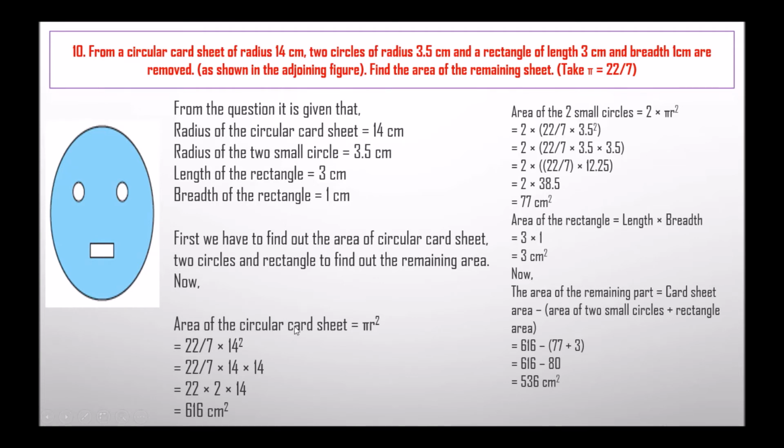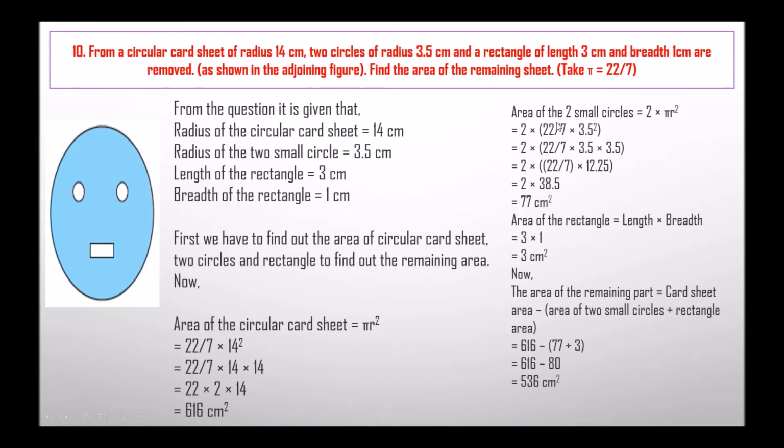Area of the circular card sheet is pi r square. So 22 upon 7 into 14 square. So 22 upon 7 into 14 into 14. We can cut 7 and 14. So 22 into 2 into 14, that is 616 centimeter square.